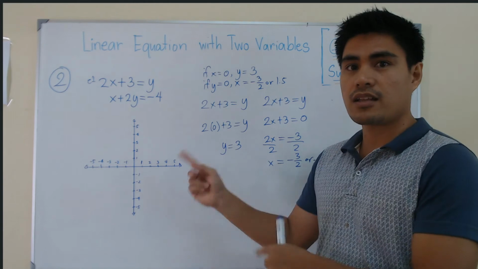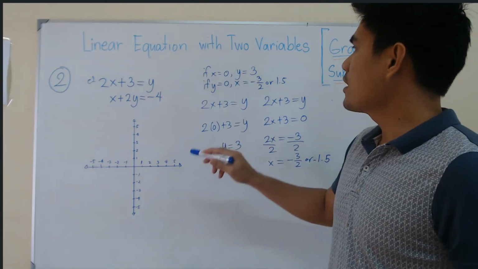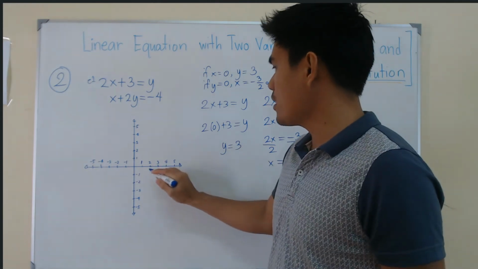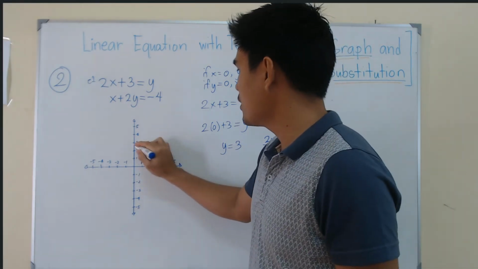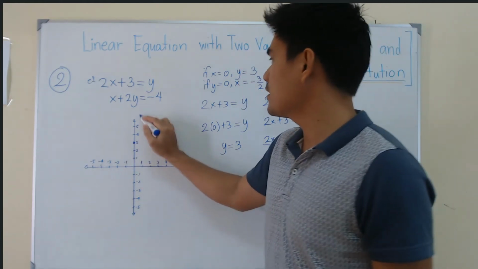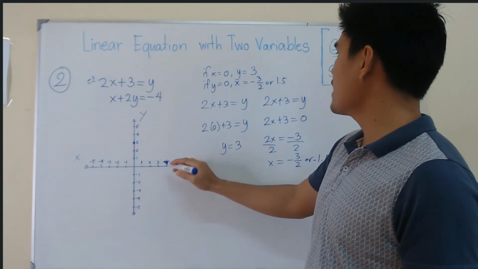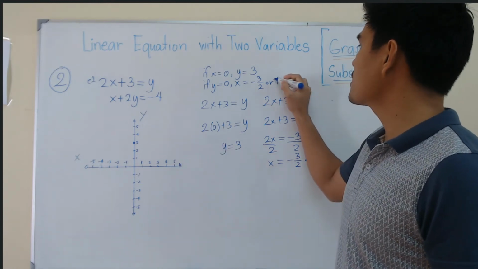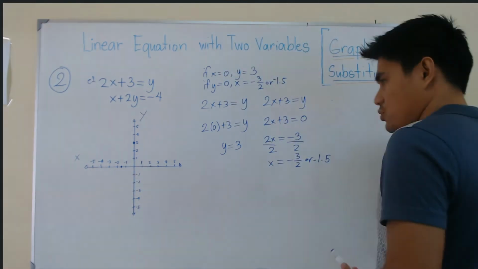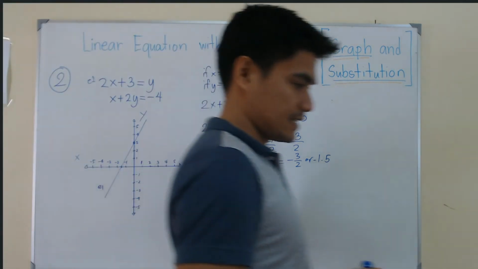Okay, now it's time to plot the lines. So we have here equation number 1. If x is 0, y is 3. So y is 3 over here. Okay. And this is our y-axis and x-axis. If y is 0, x is negative 3 over 2, or negative 1.5. So we have negative 1.5 over here. This is equation number 1.